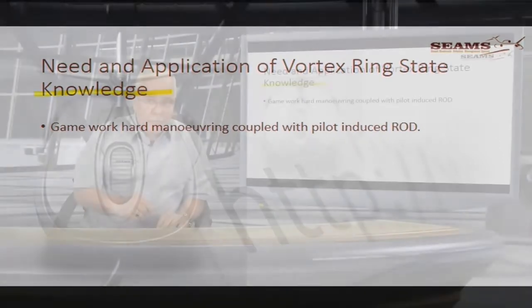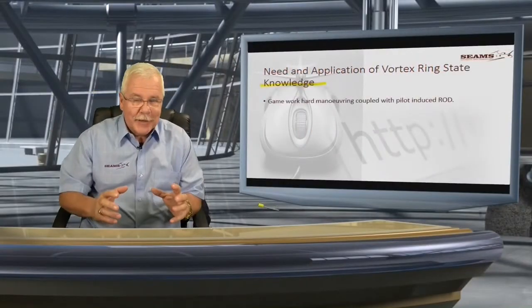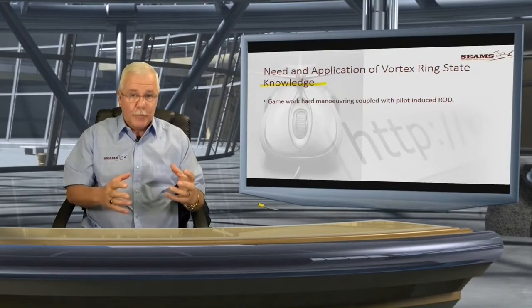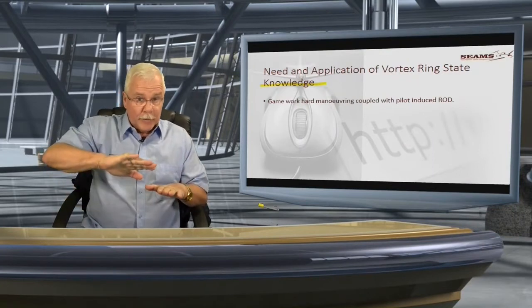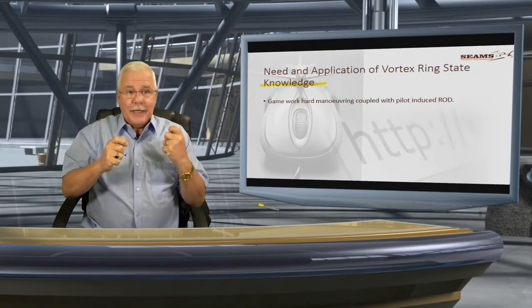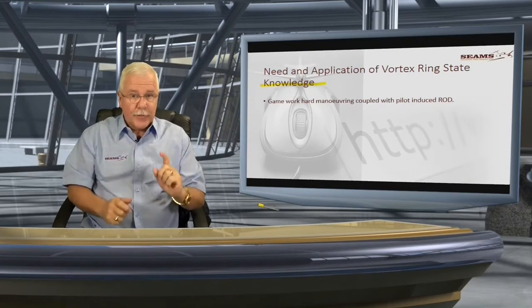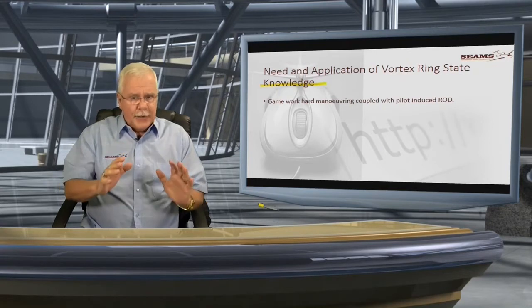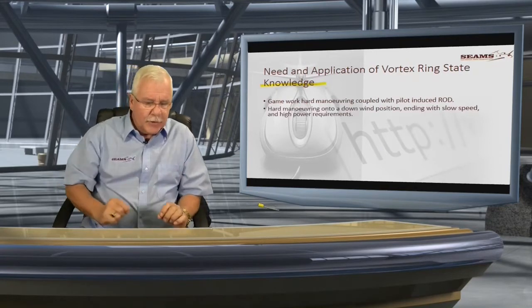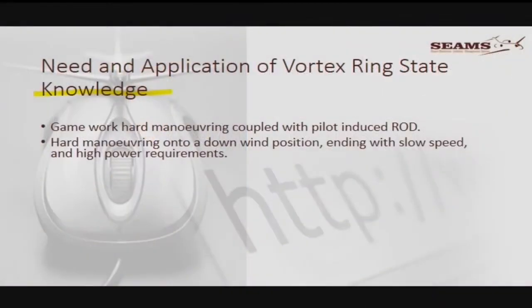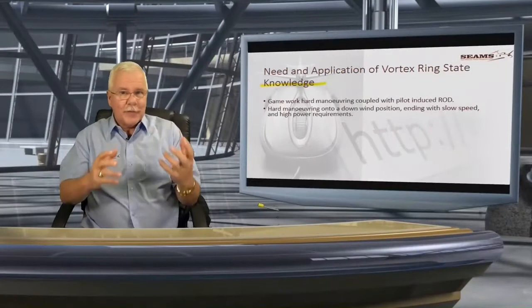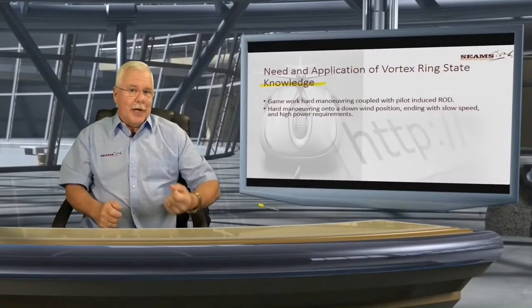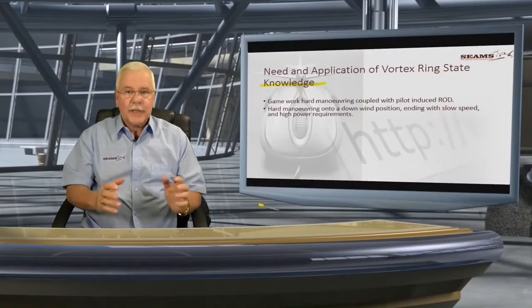So when is it possible to get this? When you're doing game work, you're doing hard maneuvering with your helicopter, and there is a pilot-induced rate of descent, obviously with the speed too low, and so on. So let's have a look at the functions. Hard maneuvering onto a downwind position, ending with low speed and a high power required. If the speed is very low and you've got a high power requirement, you are setting yourself up downwind.